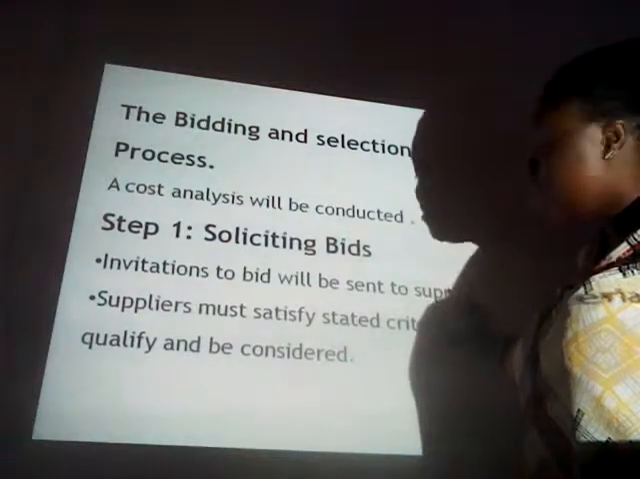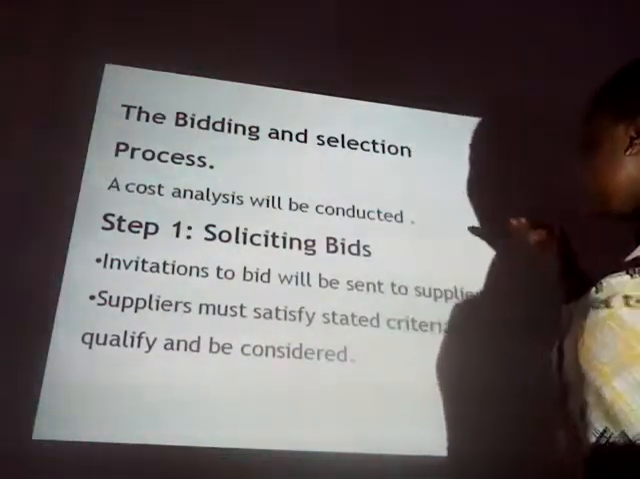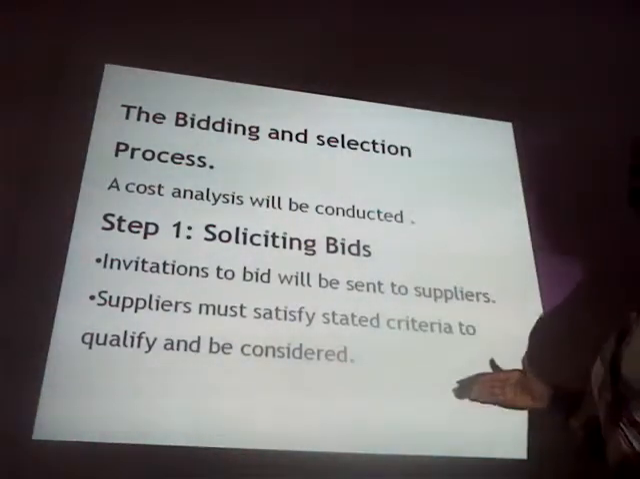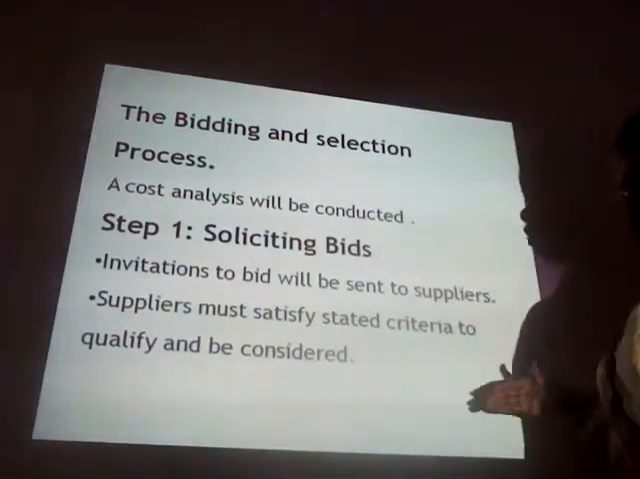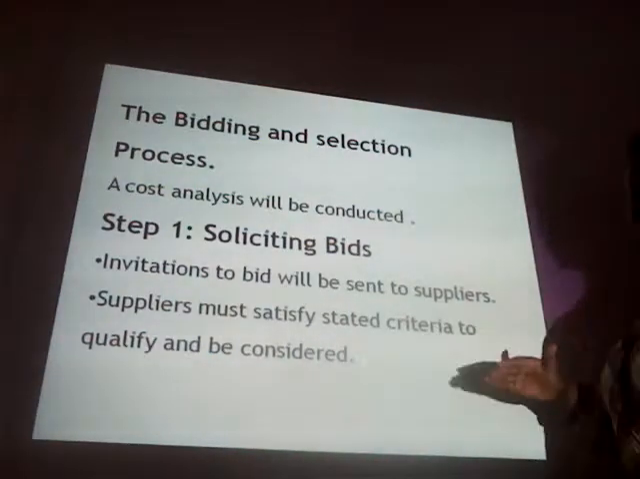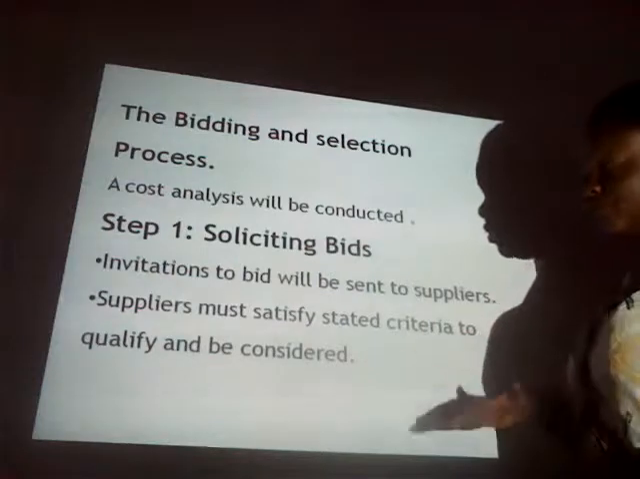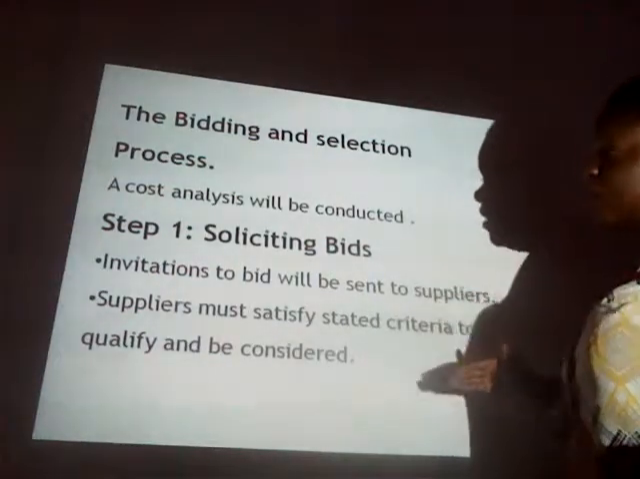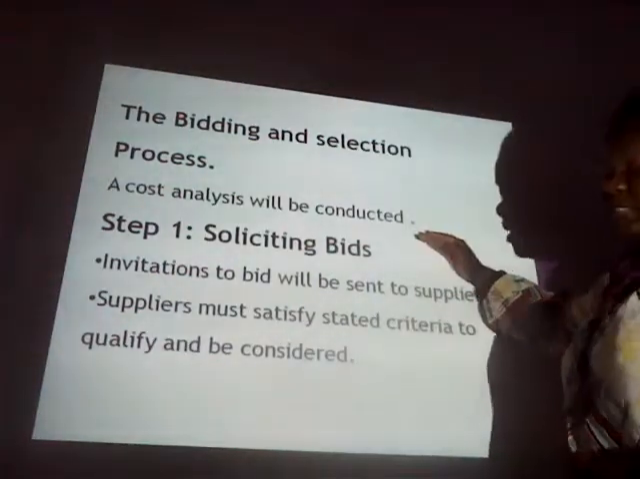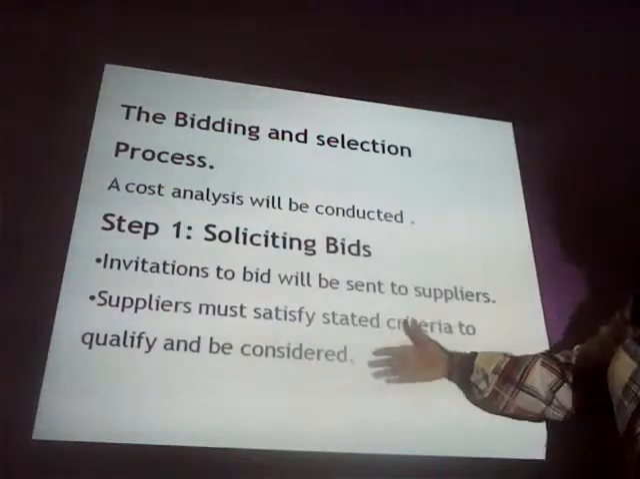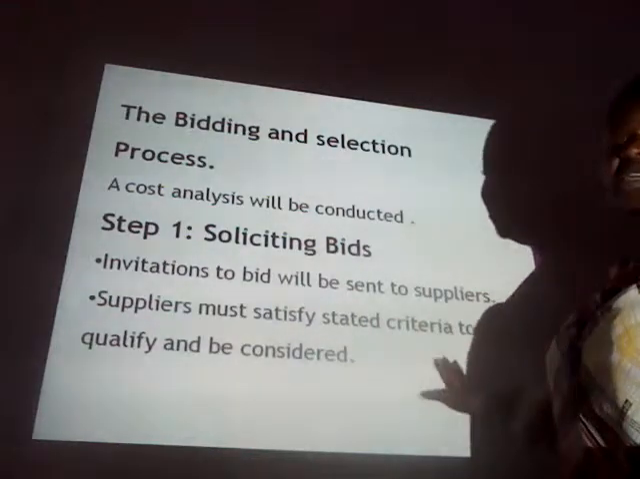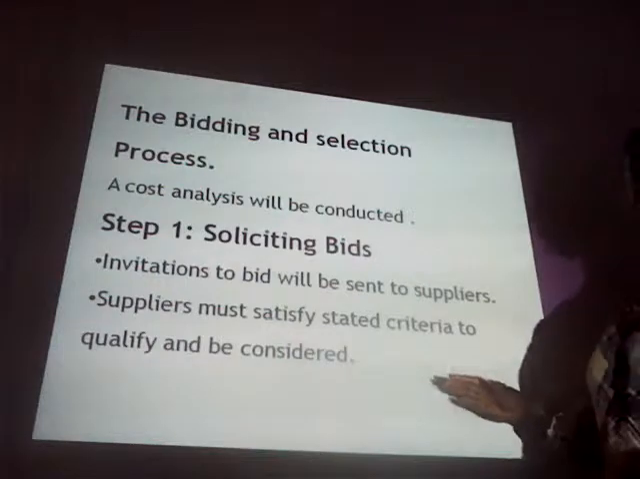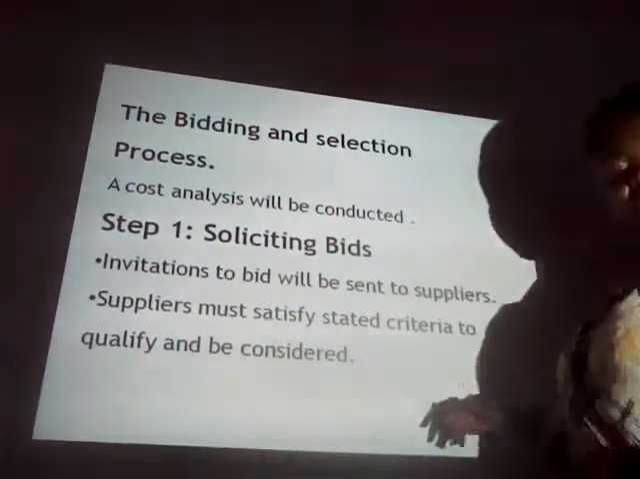We came up with a list of criteria that suppliers need to fulfill before they can qualify for the bidding process. Some of these criteria are: their bids must be on time, their bids must be within budget and on cost.